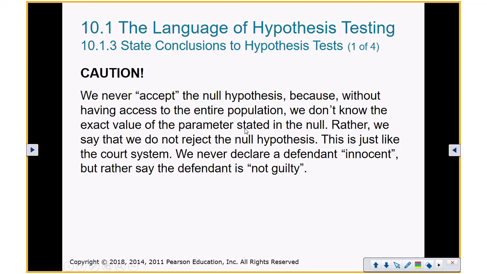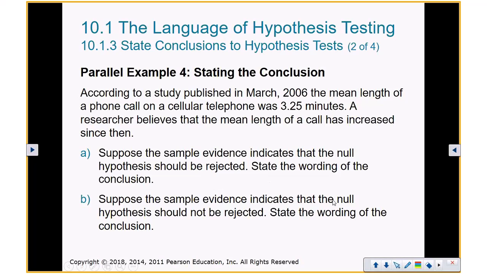Some of y'all are going, oh, that's neat. I didn't know the difference between not guilty and innocent. Well, there it is. All right. What time is it? 9:12. I don't want to move too fast, so we're going to call it a day today.